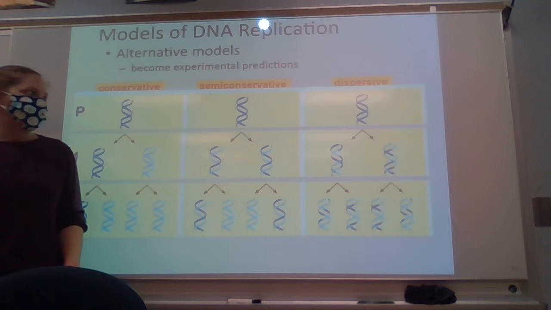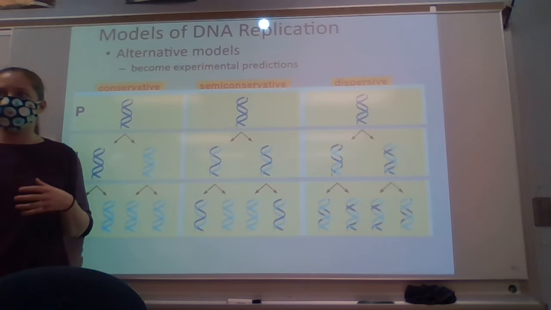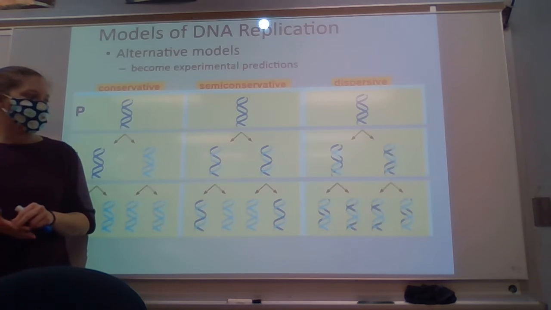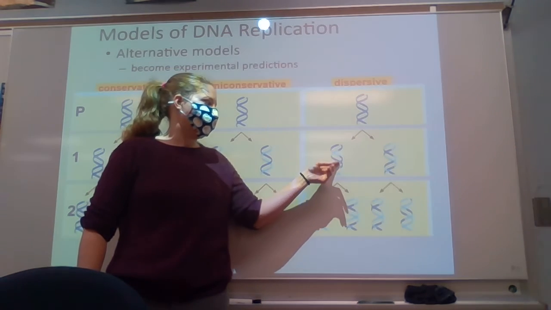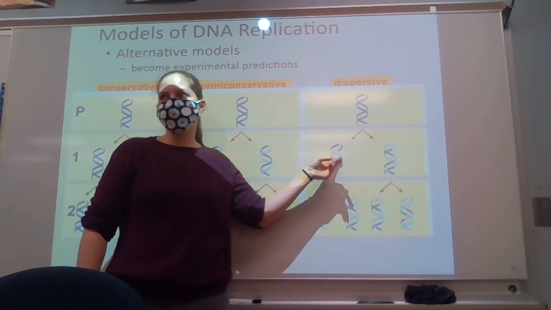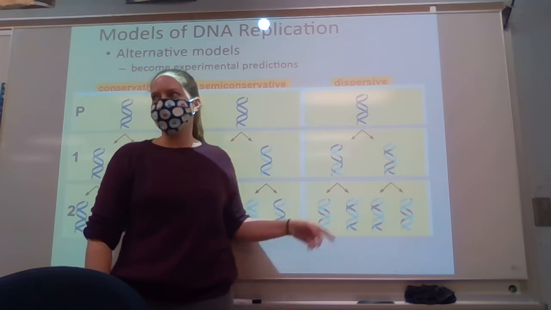Right? Dispersive just looks like random pieces are old and random pieces are new, right? So there's not really an order per se. But every strand of DNA contains some old and some new. So it's dispersed. The old and new is dispersed on each one of the strands.